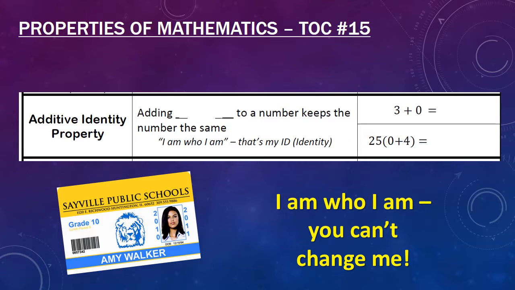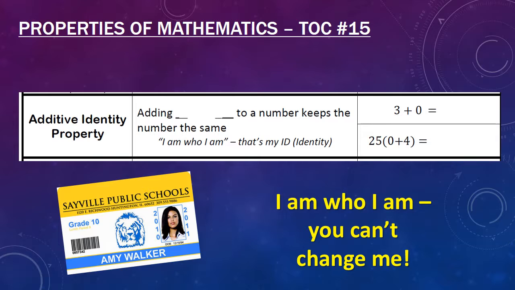All right, the additive identity property, this is new. In this one, there are two identity properties. One's adding and one's multiplying. They call it additive and multiplicative. For the additive identity, we break it up because you're not doing the same thing.